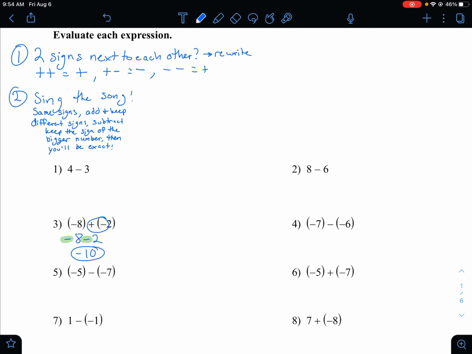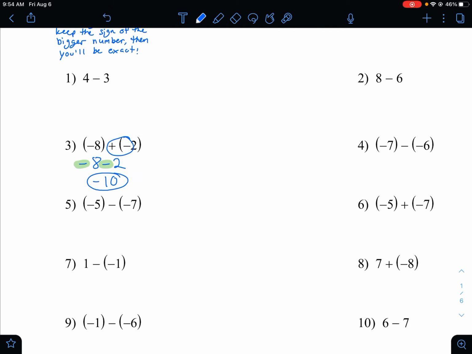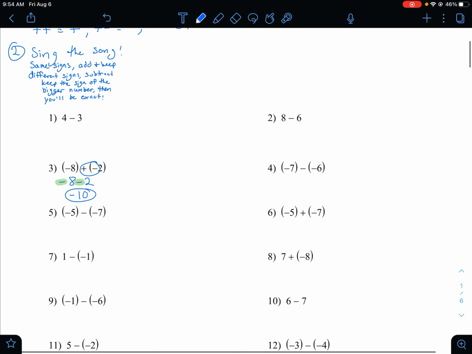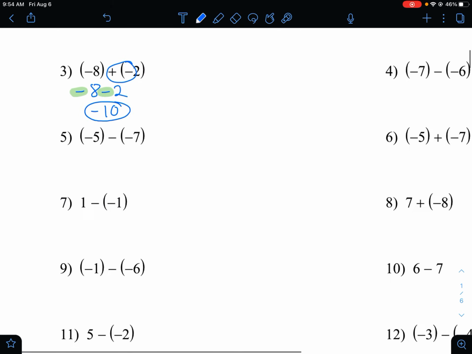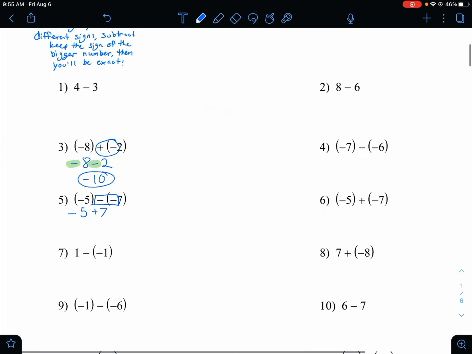All right, now let's do another one where we end up with different signs. Let's go ahead and do number 5. Let's do our first step, which is, do we have two signs next to each other? Here we do. We've got a negative and a negative. If I look at my chart up top, it shows me that two negatives make a positive. So I'm going to do -5 plus 7.